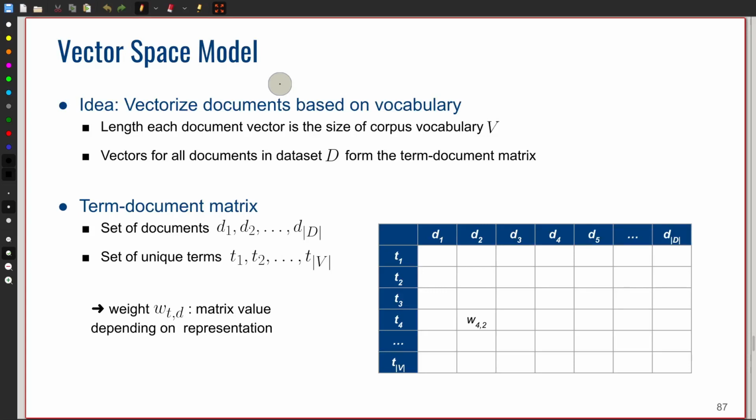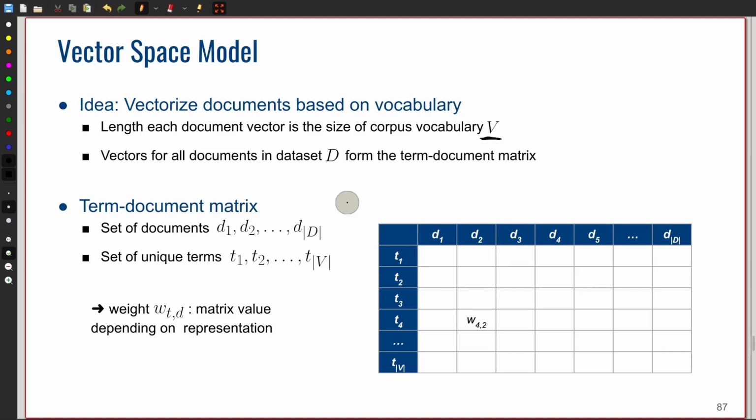The basic idea behind the vector space model is that we vectorize the documents directly based on the vocabulary. This means we no longer have to come up with our own handcrafted features. And the result of the vector space model is that each document is represented by a vector of still a fixed size, of course, but now we know that the fixed size depends on the size of the vocabulary.